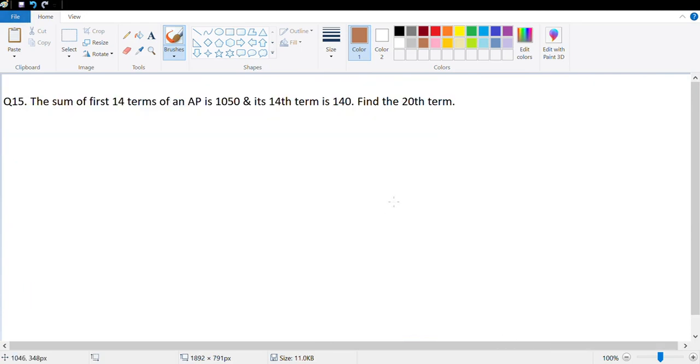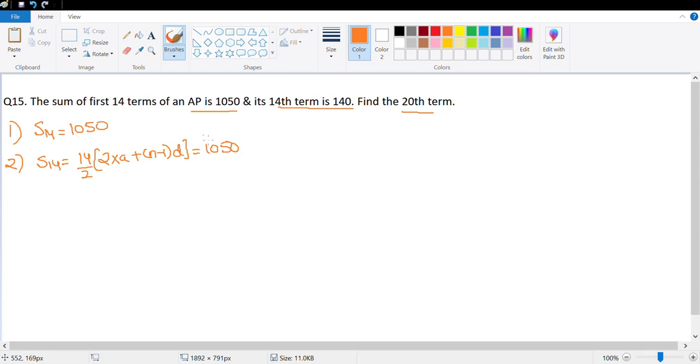The next question that we're doing is question number 15. It says the sum of first 14 terms of an AP is 1050, and the 14th term is equal to 140. And the 20th term is what we need to figure out. Okay, so we know the sum of 14 terms will be equal to n upon 2, in this case 14 upon 2, multiplied with 2 times A plus n minus 1 times D, and this is given equal to 1050.